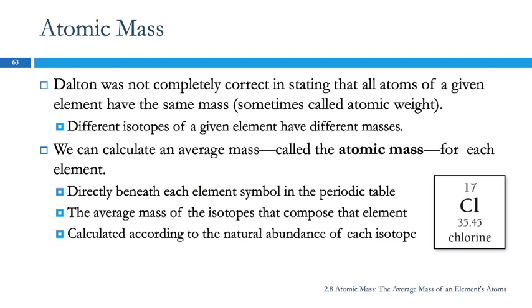So, for example, chlorine has two different isotopes. They have different masses. But we almost never are dealing with just a couple of atoms. We're dealing with billions and billions of atoms. And it's not going to be all one kind or the other. It's this consistent mix of both of them. So the average mass is what's useful to us. The average mass is given on the periodic table below the element symbol. And these numbers are calculated according to the natural abundance of each of the isotopes.